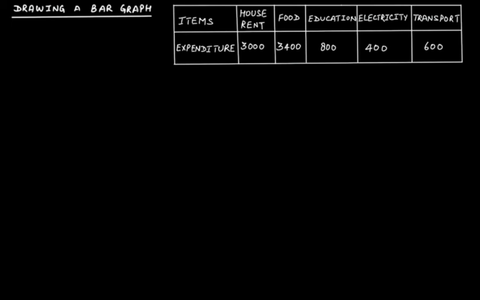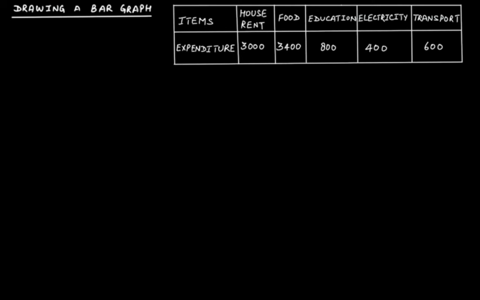So in part 1, we discussed the importance of choosing or selecting a right scale or unit length. In this part, let's solve one problem. We have a table here, and this shows the items list, and this is the expenditure for each of these items, and assume that it's your expenditure that is given here. For house rent it's 3000, for food it's 3400, education it's 800, electricity it is 400, and for transport it is 600. So this is your monthly expenditure on these different items.